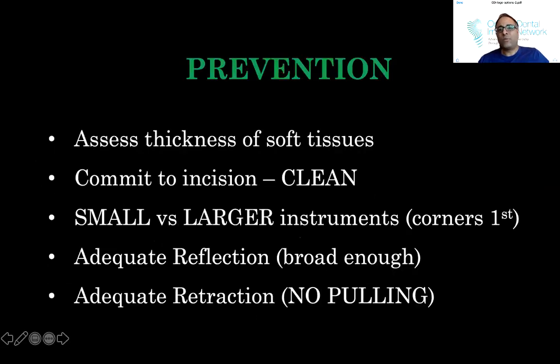So how do we prevent these things from happening? The ultimate goal is to assess the thickness. If you're working in an area that's very thin, then you know you need to be more gentle. You have to understand that not all areas allow you to use large instruments versus small instruments. You've got to assess the tissue. When you make an incision, we don't want to use multiple 15 blade incisions, just piling in there and creating multiple cuts. You wind up having a very uneven flap, which is a higher risk of tearing.